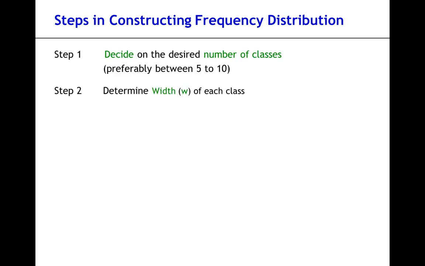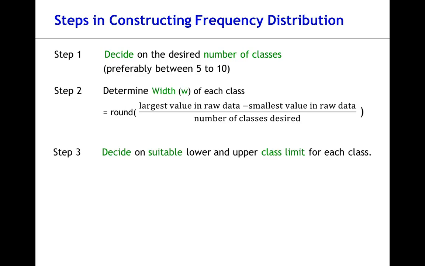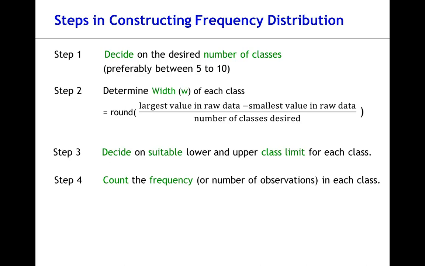Step 2. Determine the width, W, of each class by taking the largest value in the raw data minus the smallest value in the raw data divided by the number of classes desired. Then round the number up to the next whole number. Step 3. Based on the width found in Step 2, we now decide on suitable lower and upper class limit for each class. Finally, Step 4. Count the frequency or the number of observations that fall into each class. In the next section, we'll run through these steps in greater details.